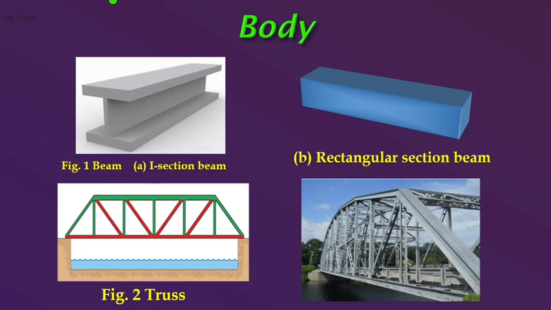Various types of beam are there, like the I section beam, as shown in this figure. It means the cross section of this beam is I. Especially in railway tracks, this I section beam is used. In the structure of a house, the rectangular cross-sectional beam is used.